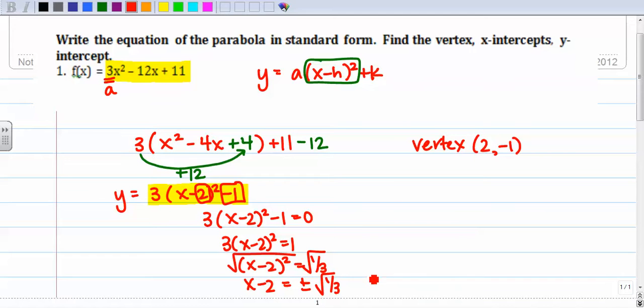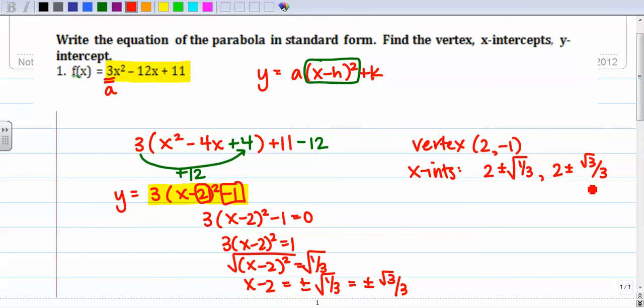I think on the homework answers, the review answers that I posted, I rationalized that. So if you saw a square root of 3 over 3, that's where that came from. And then all we have to do is add the 2 over. So my x-intercepts come from 2 plus or minus the square root of 1/3, or 2 plus or minus the square root of 3 over 3.